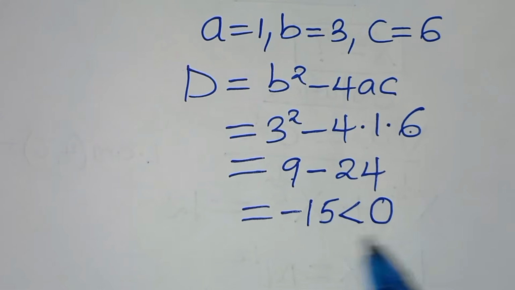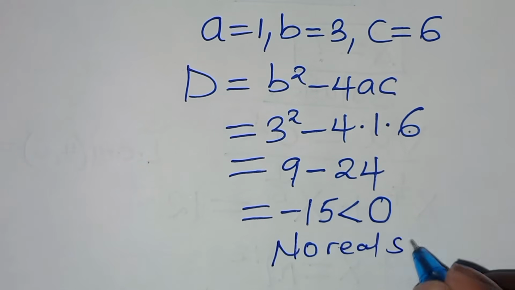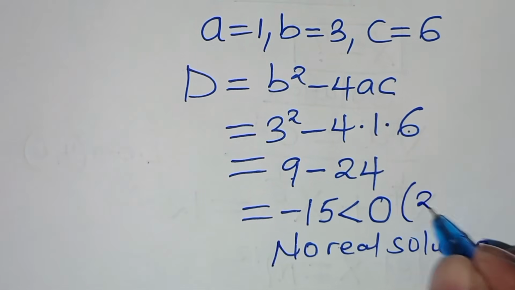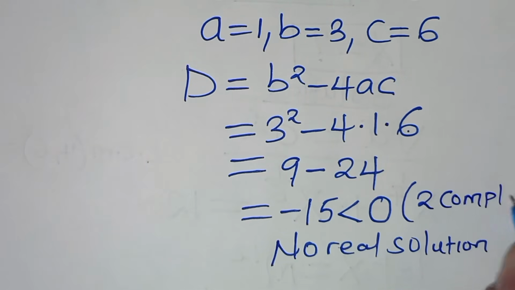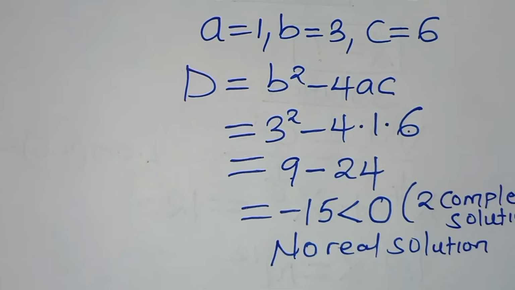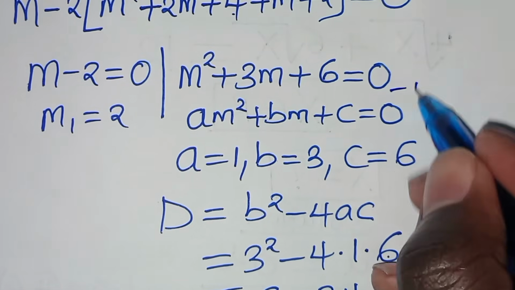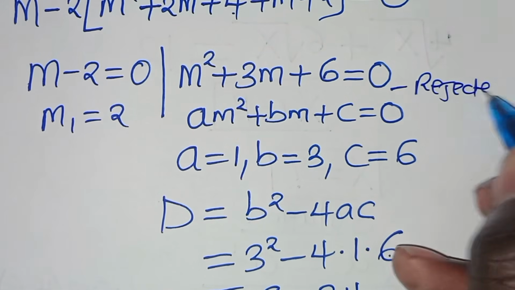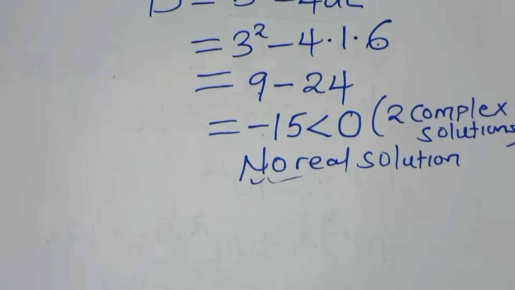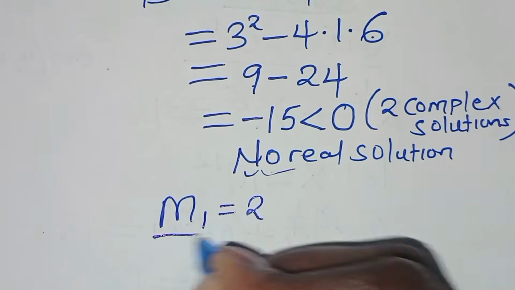So this implies there is no real solution. In other words, we have two complex solutions. Therefore, this quadratic part is rejected. Let's proceed with m1, which is equal to 2.